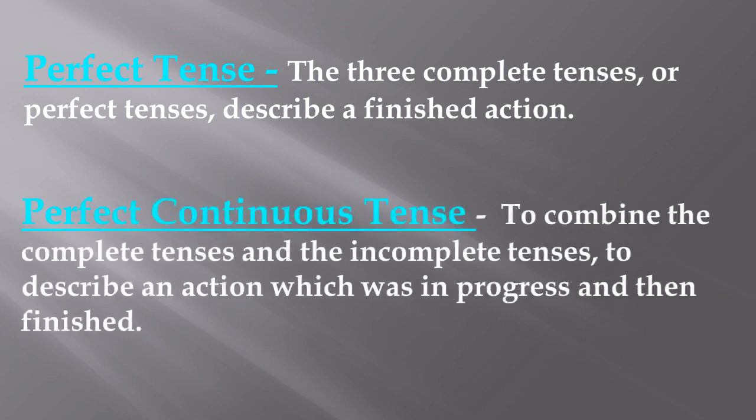Last one we have perfect continuous tense. It combines the complete tenses and the incomplete tenses to describe an action which was in progress and then finished. So perfect continuous tense describes the incomplete actions when they get finished, and which action was in progress at what time and then at what time it gets finished. These are described by perfect continuous tenses.